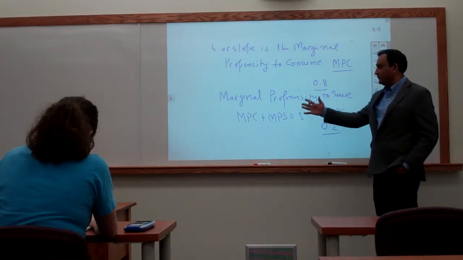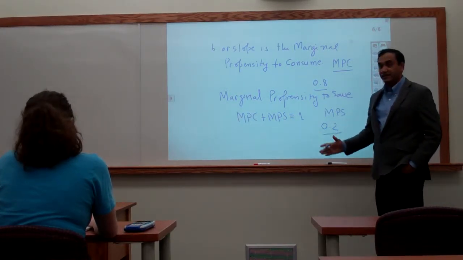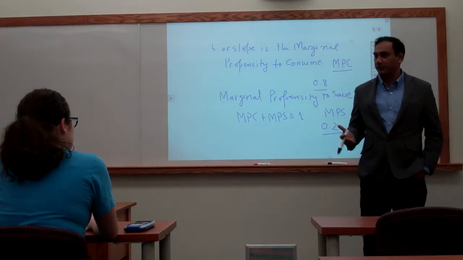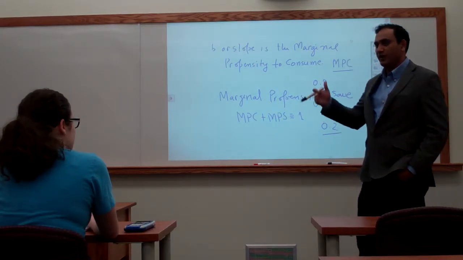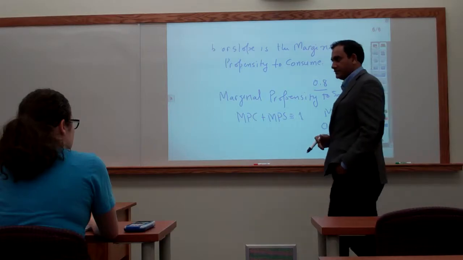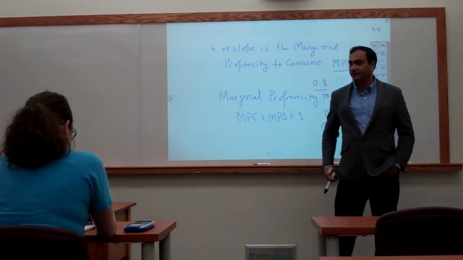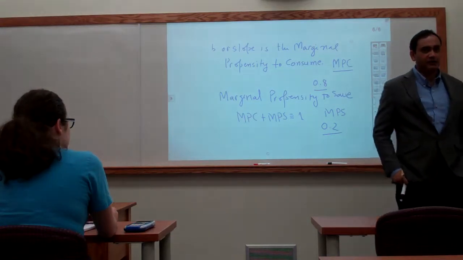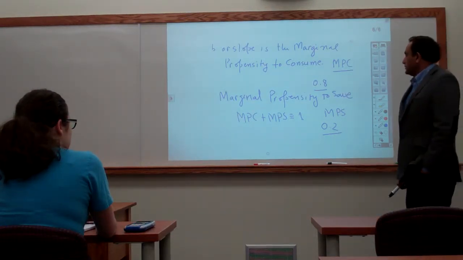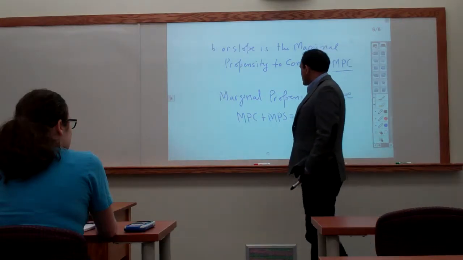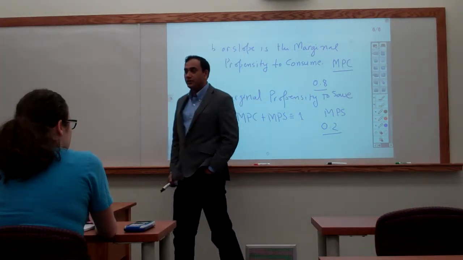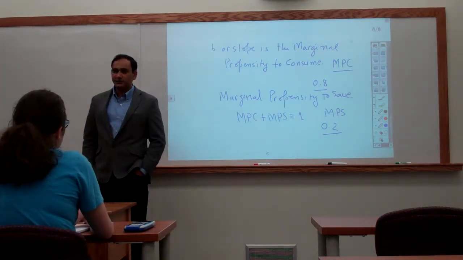So you can always play with this, and if I give you MPC and I ask you to calculate MPS, you should be able to do that, isn't it? 1 minus MPC gives you MPS. Or if I give you MPS, you can find MPC, just by playing with this identity. All right, so that's your marginal propensity to consume and marginal propensity to save.